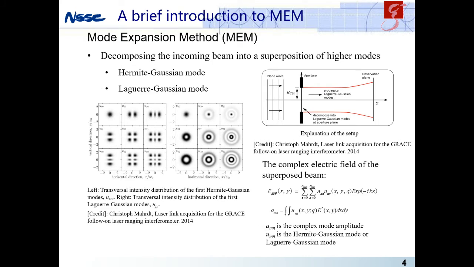Now I will give a brief introduction on MEM. MEM decomposes the incident beam into a superposition of higher modes, such as the Hermite Gaussian mode or the Laguerre Gaussian mode. This figure shows the transversal intensity distribution of higher modes, and here is the setup of the MEM. The incident wavefront is clipped by the aperture in the aperture plane and decomposed into higher modes after a propagation of some distance. The electric field is calculated as the superposition of these higher modes on the observation plane. This equation shows how to calculate the electric field of the superposed beam.